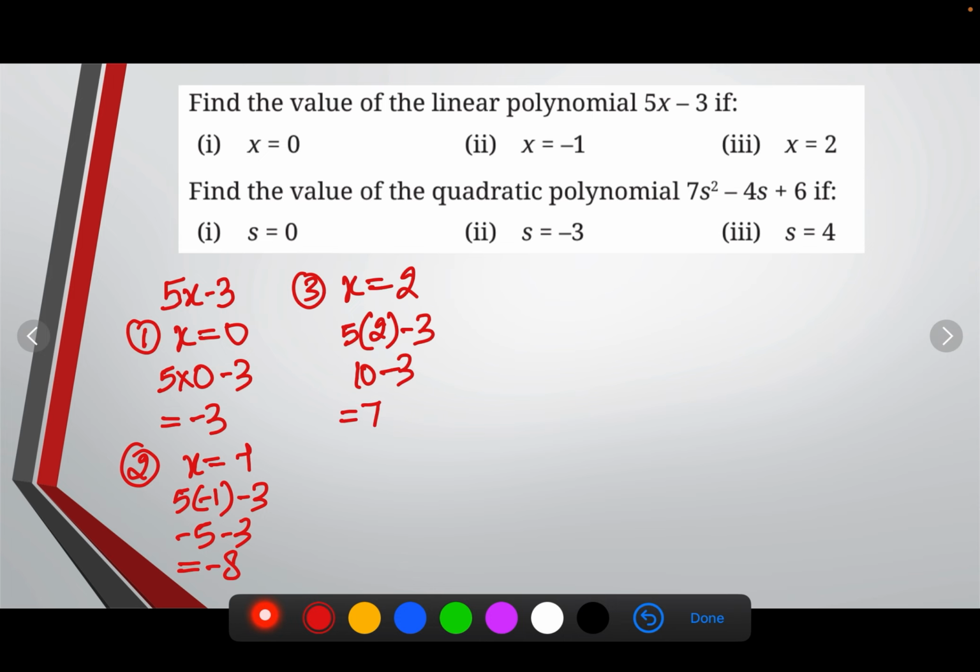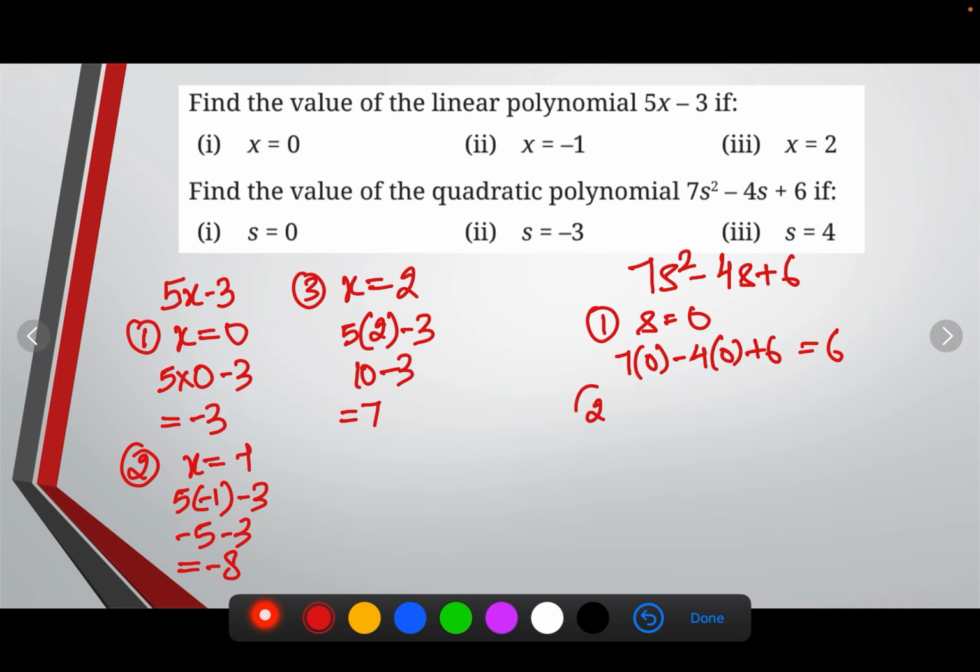Now the next question. My polynomial given is 7s square minus 4s plus 6. So part 1 says s is equal to 0. So 7 multiplied by 0, 4 multiplied by 0, plus 6. My answer is 6. Part 2. s is equal to minus 3. So 7 into minus 3 square, minus 4 into minus 3, plus 6.